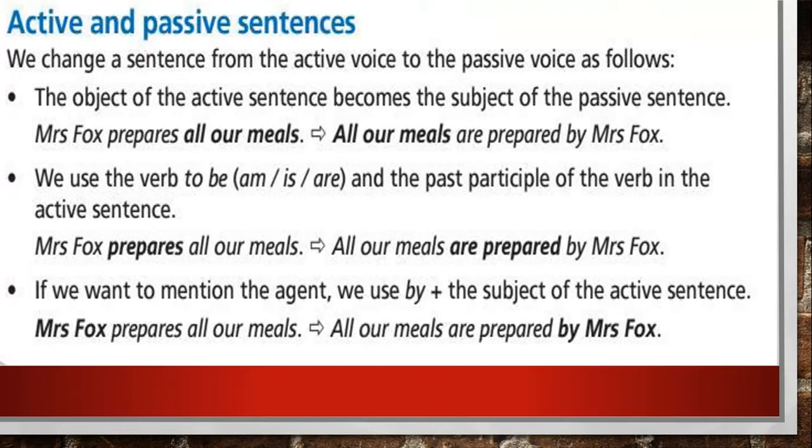For example, Mrs. Fox prepares all our meals. When we change it, all our meals are prepared by Mrs. Fox. If we want to mention the agent, we use "by" plus the subject of the active sentence. Mrs. Fox prepares all our meals. All our meals are prepared by Mrs. Fox. Okay, now we are going to answer some important questions. Let's start.